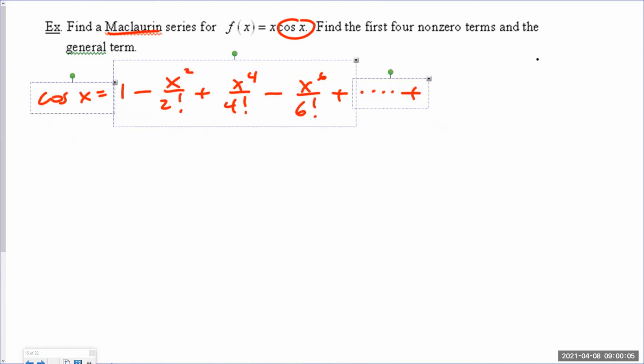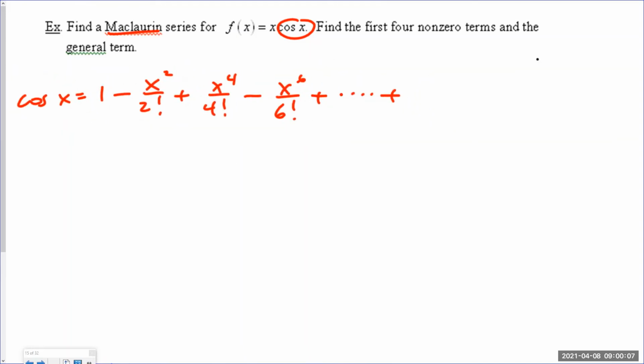Okay, do we remember the general term for cosine x? Negative 1 to the n, x to the, this is even, so it's 2n over, and what's on the denominator? 2n quantity factorial. Guys, this is different from 2n factorial, so make sure you understand. If you don't have the parentheses there, I'll count it wrong because these are two completely different things. And don't forget the plus dot, dot, dot at the end because this is an infinite series, okay?